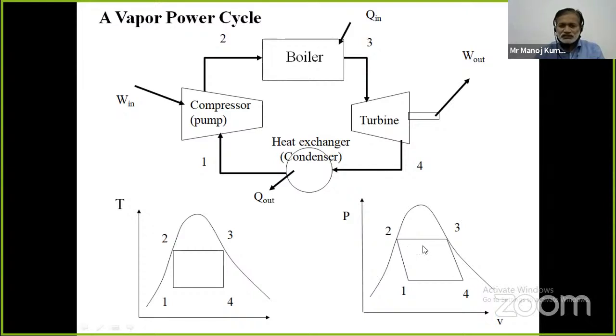Let us consider the processes in the TS diagram. Processes 2-3 and 4-1 are reversible isothermal processes, and processes 3-4 and 1-2 are reversible adiabatic processes.